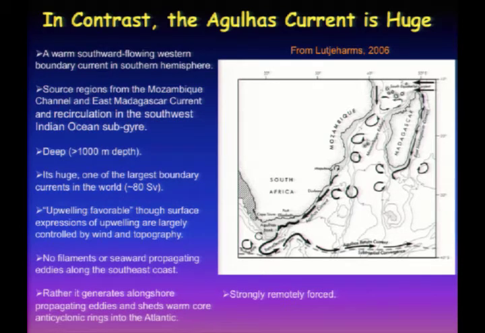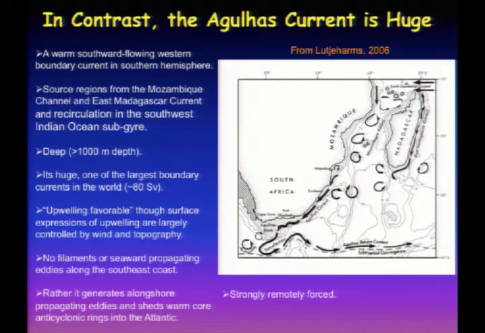So let's now go way over to the southwestern side of the basin and talk about the big beast, the Agulhas current. A few properties of the Agulhas current. It's a warm, southward western boundary current in the southern hemisphere. It has three source regions. They're from the Mozambique Channel, from the East Madagascar current, and also from the subtropical gyre that's contributing to the Agulhas current.